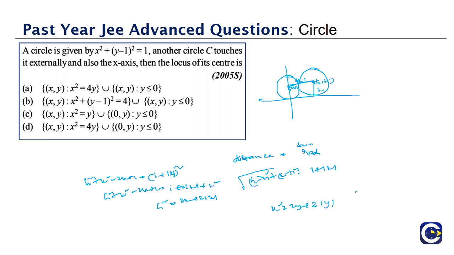If y is greater than 0, this will become x square is equal to 4y. If y is less than or equal to 0, it will become x is equal to 0. So combining these both, if you consider the options, this is option D. Moving on to the next question.